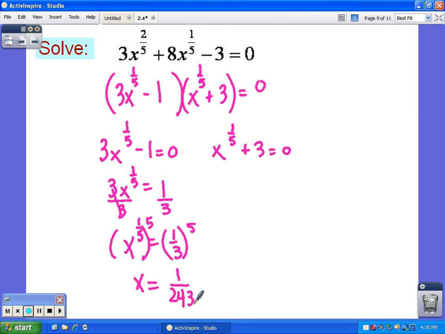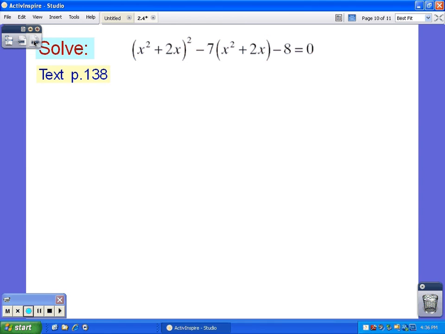The other factor, the same thing. Get the x by itself, raise both sides to the 5th power, and we would get x is equal to -243. All right, one more.